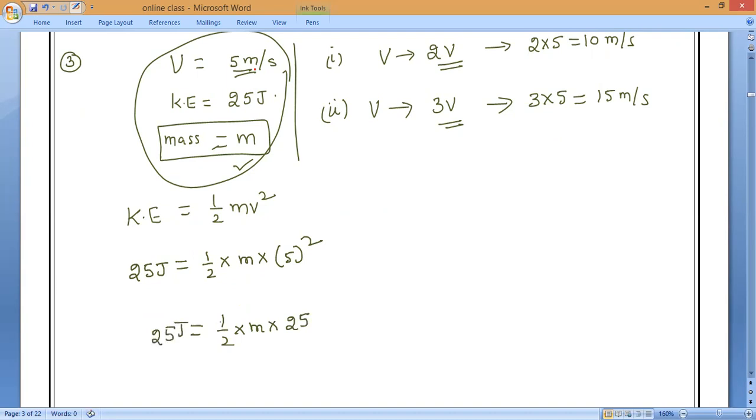So please don't cancel both sides 25, 25, because it is not in addition or subtraction. It is in what? Multiplication. So 2 ones are 2, 12.5. So which is equal to m into 12.5, which is equal to 25 joules.